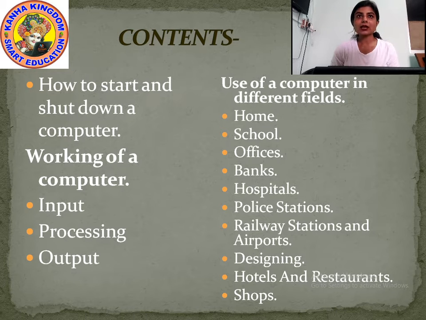Then uses of a computer in different fields. Where are computers used? There it is written, see, uses of computers in different fields. Where do we use computers? We use computers at home, school, offices, banks, hospitals, police stations, railway stations and airports, for designing, hotels and restaurants and shops. So these are the contents that we will study today.